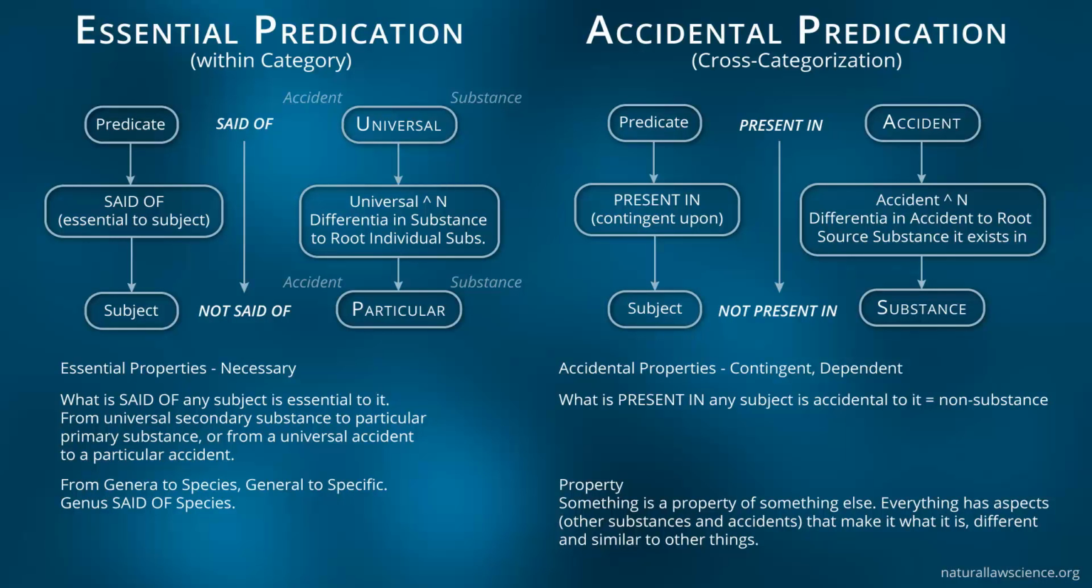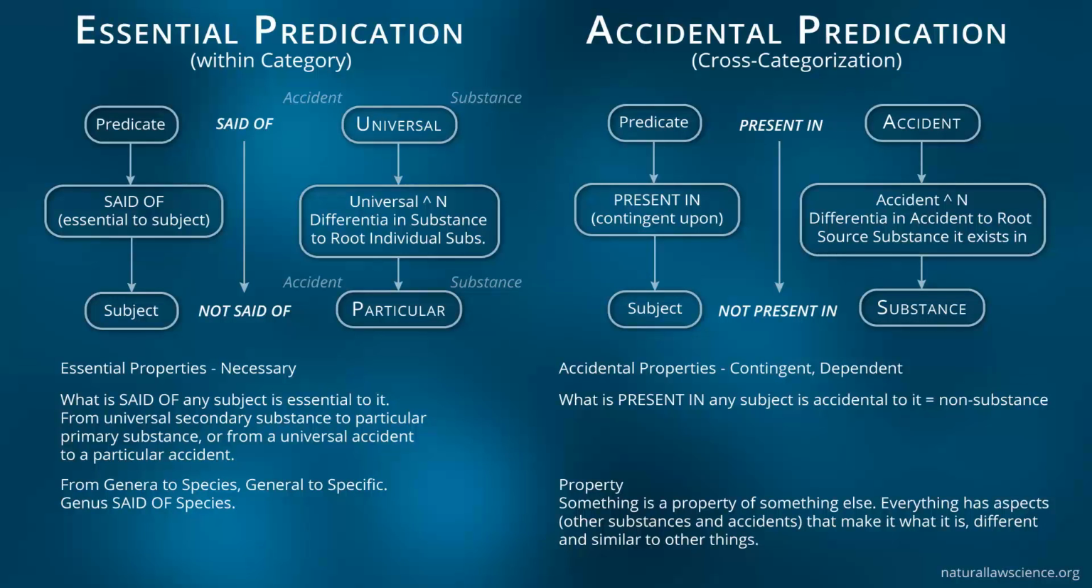So in the category of accidents, that's why I have above universal and above particular, you have on the left and right accident and substance, and on particular accident and substance. Because following the other arrows of said of and not said of, in essential predication, you must stay within your category, the category of accidents or the category of substance. So your universal accident goes down to particular accidents. Or if you have universal substance, well, that goes down to particular substance. They don't cross-categorize. You don't go from accidents to substance.